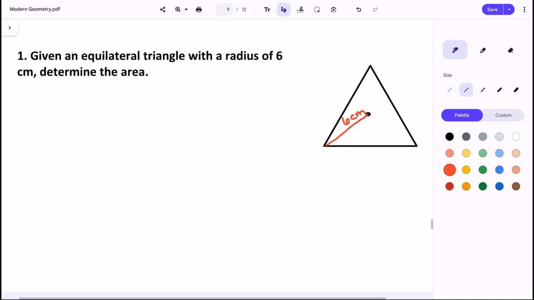So even though we're dealing with a triangle right now, I don't have enough information on this triangle to do my base times height divided by 2 formula. I don't know what my base is, and I don't know what the height is of this triangle. All I know is that my radius is 6. So I need to do some more work to figure out what I can do here.